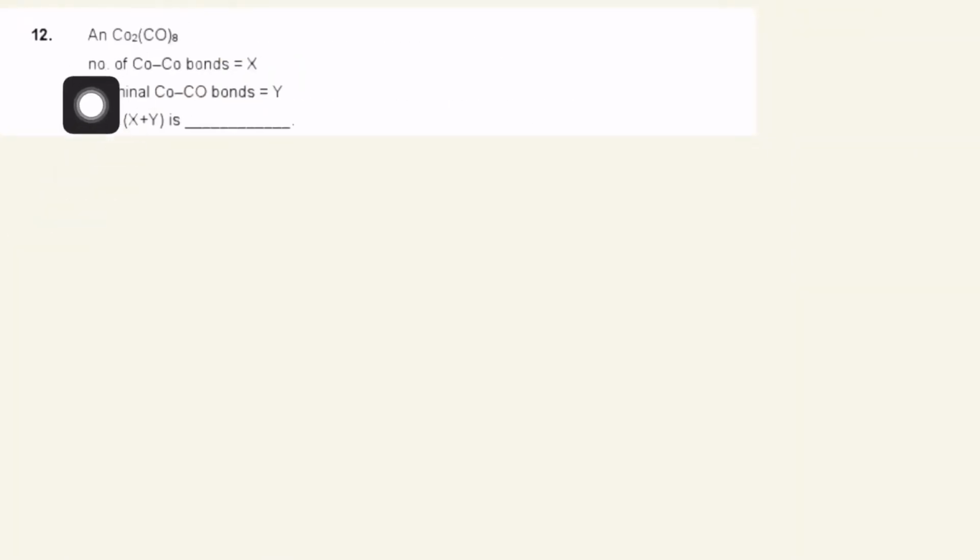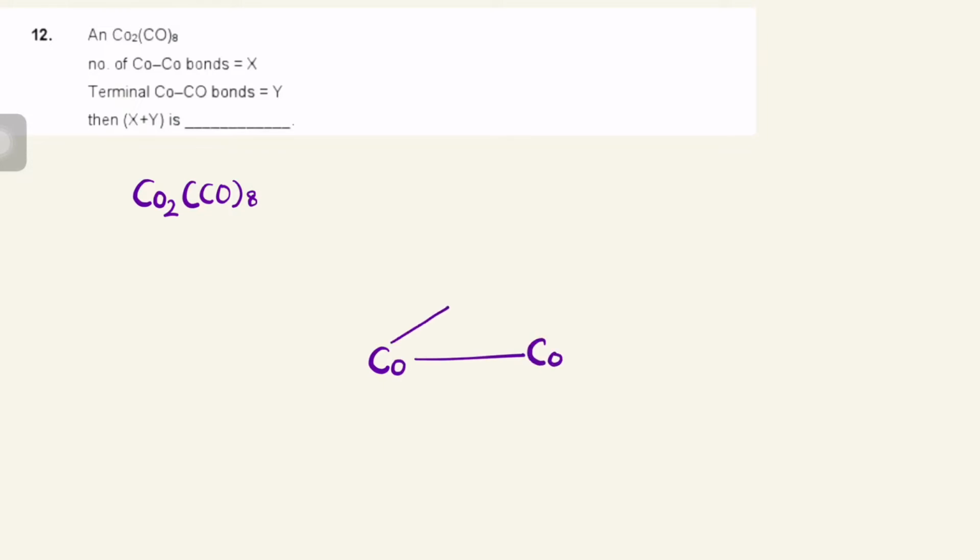Now the next question, these all are direct from NCERT. In Co2(CO)8, this metal carbonyl, the number of Co-Co bonds is X and the number of terminal carbon monoxide bonds is Y. Then find the value of X and Y. So first we need to draw the structure of Co2(CO)8. The structure will look like this: Co, terminal carbon monoxide, and then Co.